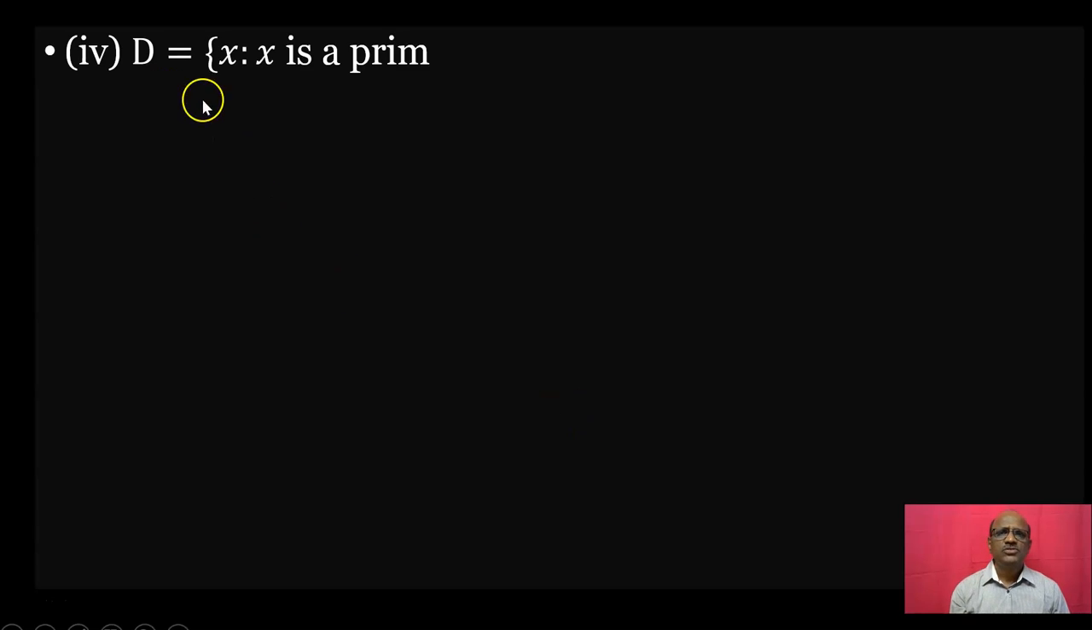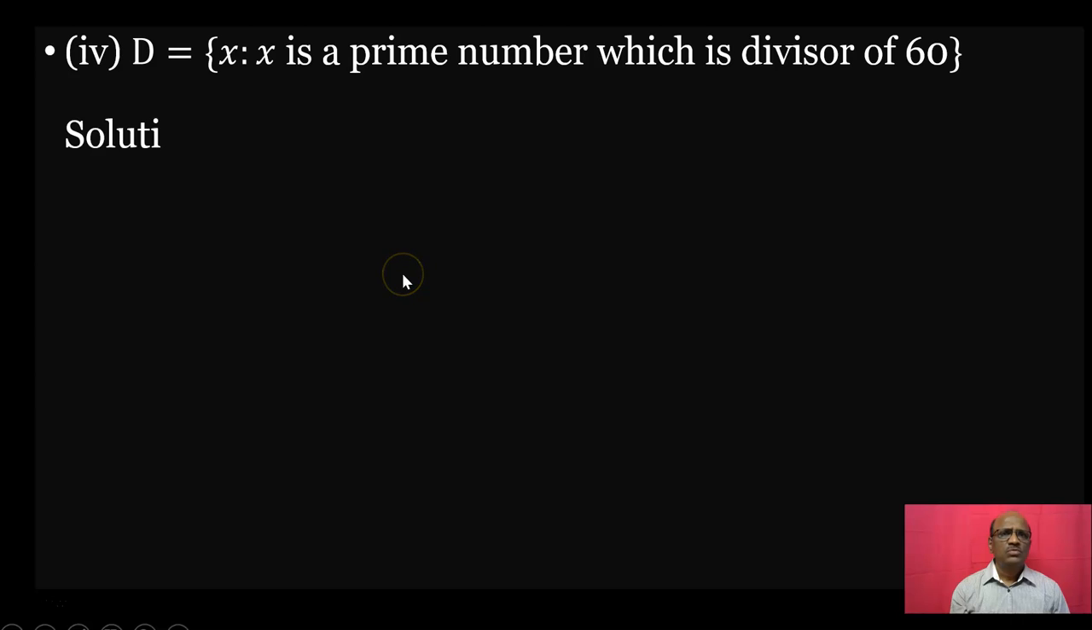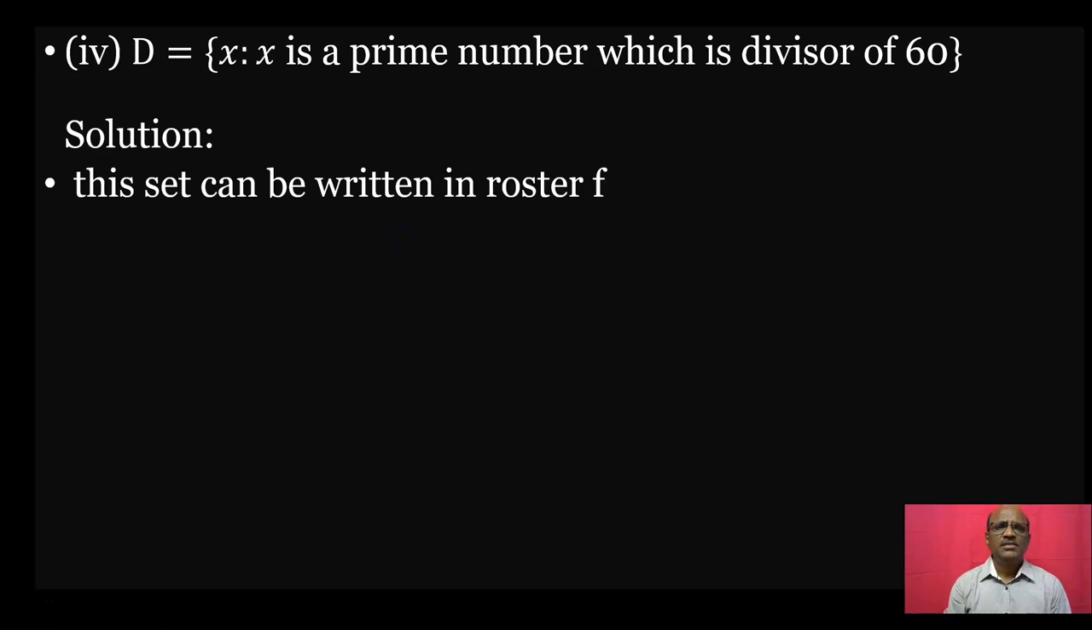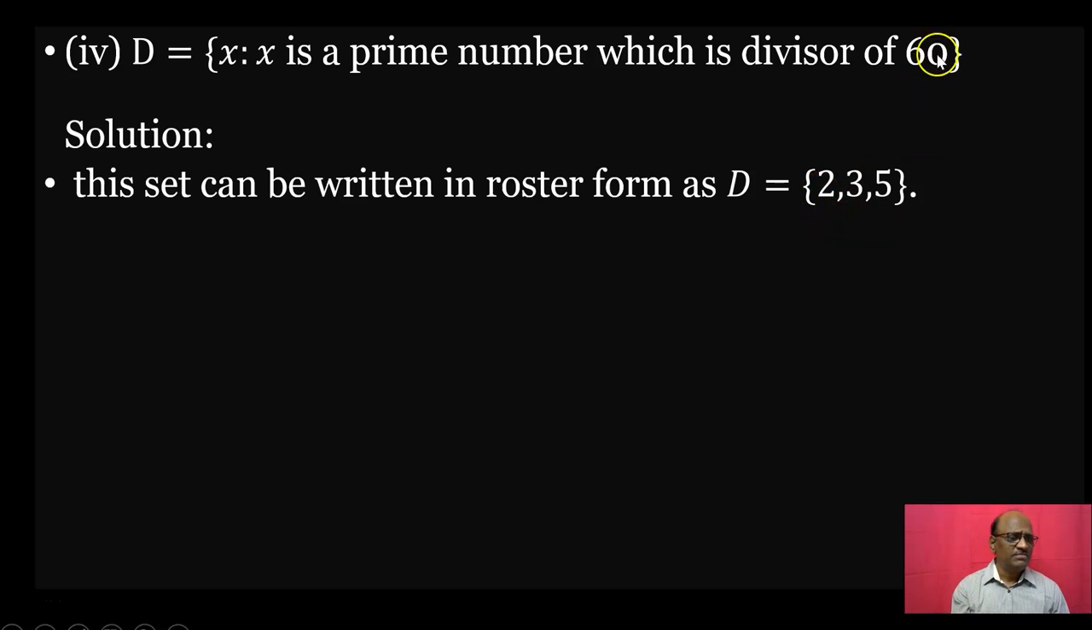Next, D is equal to x such that x is a prime number which is a divisor of 60. Now this set can be written in the roster form. We require the prime numbers only, that is 2, 3, 5. These are the only prime numbers which are the divisors of 60. Though we have 6, 4, 10, 15, 30, all those numbers are not prime. But the prime numbers are only 2 divides 60, 3 divides and 5 divides. And these are the prime numbers.